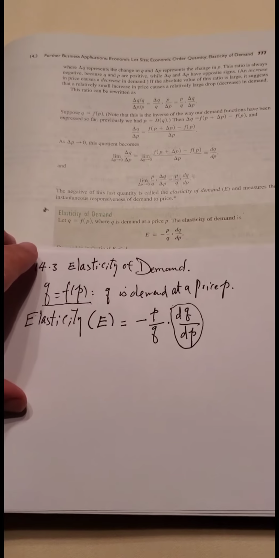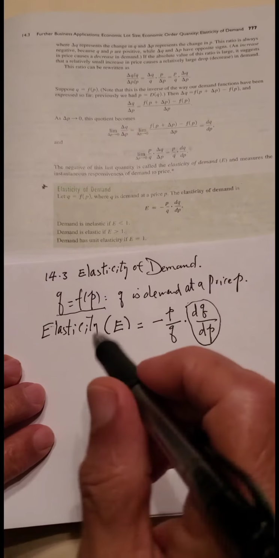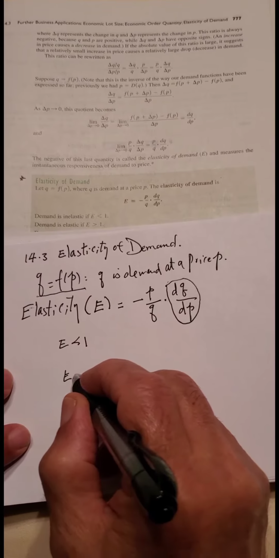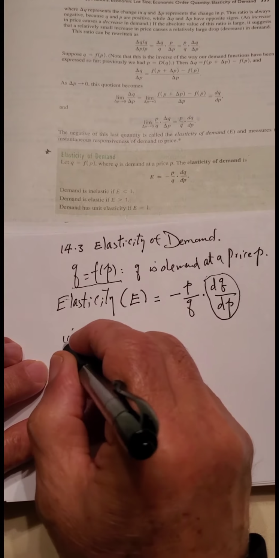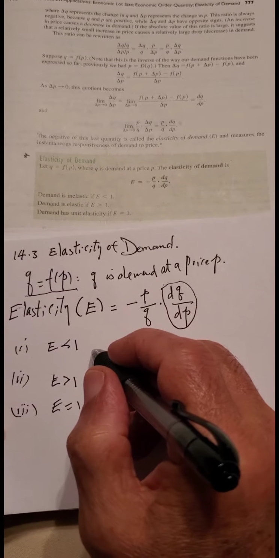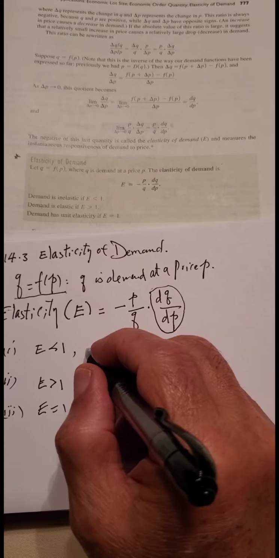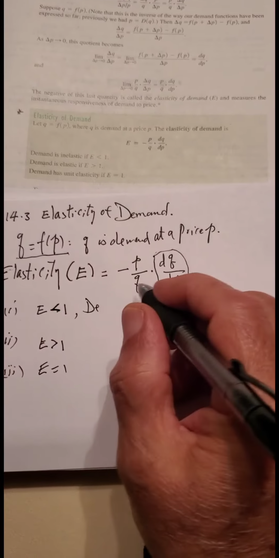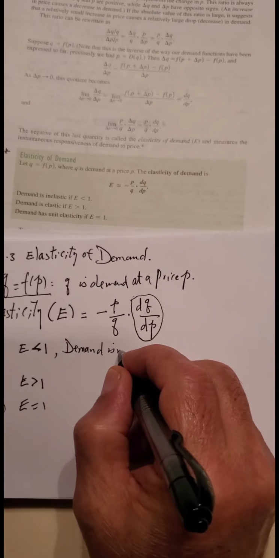And this elasticity has three different cases. First case, when E is smaller than 1. Second case, when E is greater than 1. Third case, when E is equal to 1. So there are three cases actually. In case E is smaller than 1, we say that the demand is inelastic. So when E is any number smaller than 1, we say demand is inelastic.